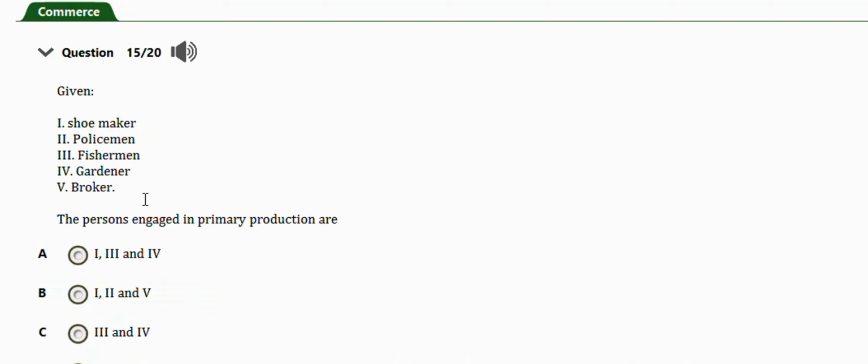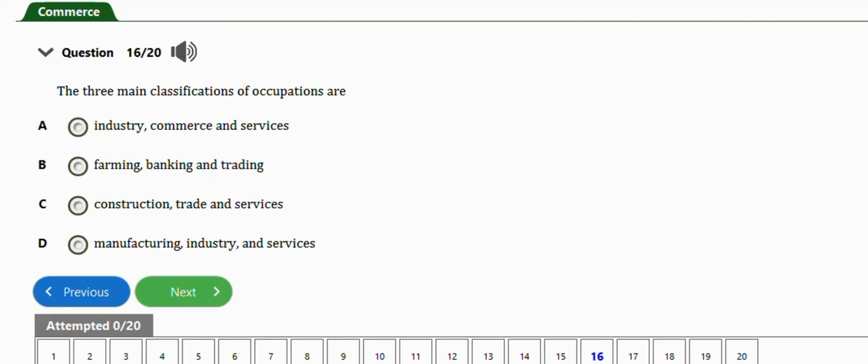Next question. Given this, the persons engaged in primary production are, so the fishermen here involved, gardener involved. So right answer is using I and IV. Option C. Okay, next question. This one. The three main classification occupations are, this is a repeated question as well. Right answer is option A, industry, commerce and services.